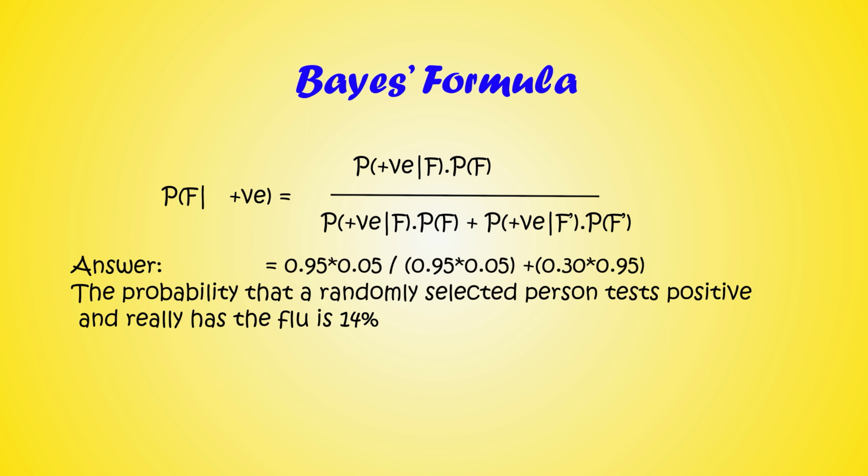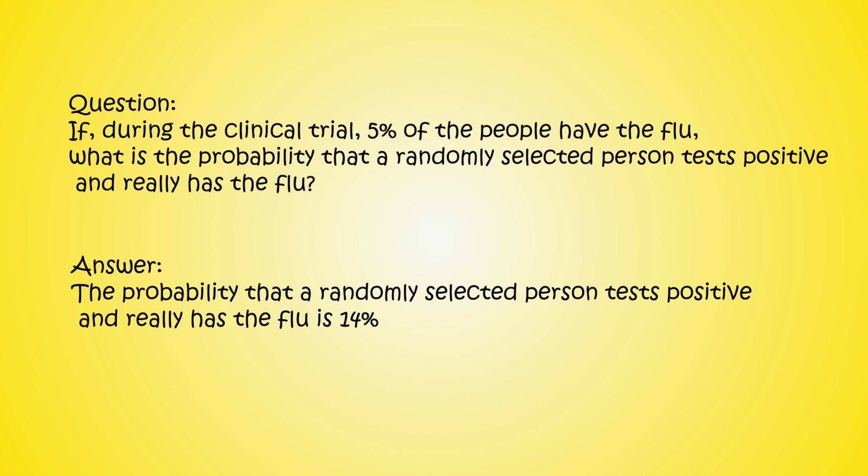The probability that a person has the flu, given the fact that the person tests positive, is equal to the probability that the person tests positive, given that the person doesn't have the flu, times the probability that the person has the flu. Now, plugging in all the values, we get a value of approximately 14%. That means that the probability that a randomly selected person tests positive and really has the flu is 14%.